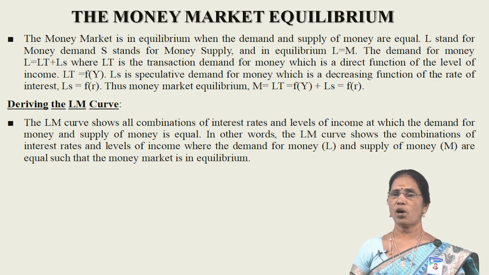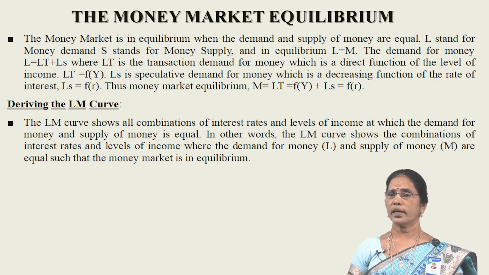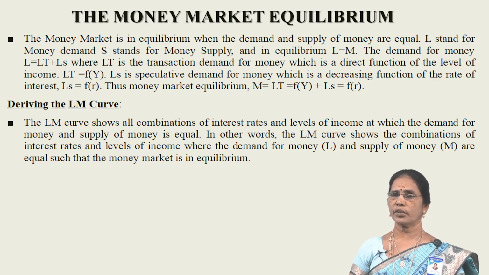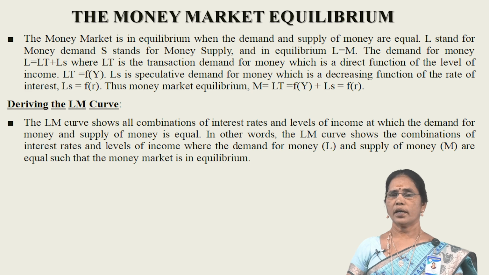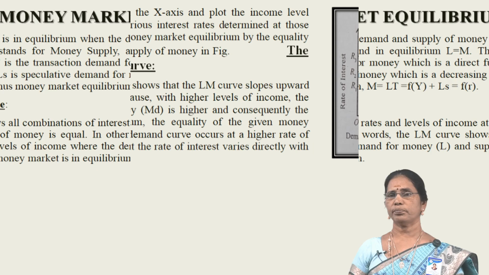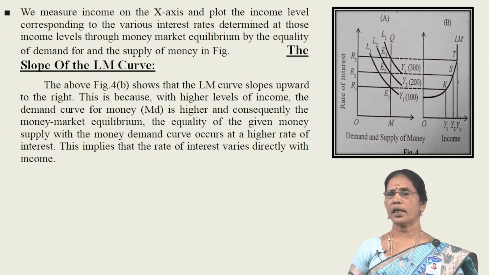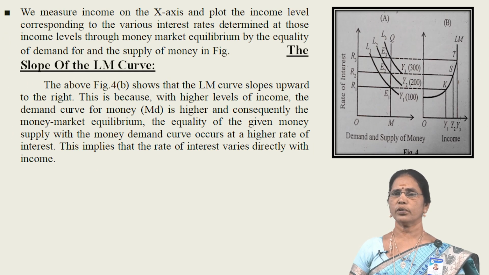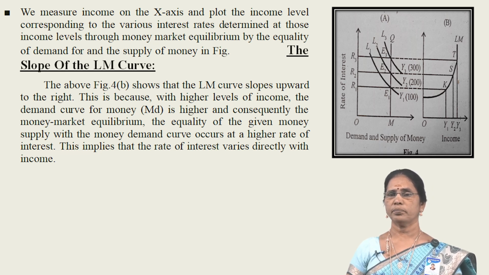Deriving the LM curve. The LM curve shows all combinations of interest rate and levels of income at which the demand for money and supply of money are equal. In other words, the LM curve shows the combinations of interest rate and levels of income where the demand for money and supply of money are equal, such that the money market is in equilibrium. We measure income on the x-axis and plot the income level corresponding to the various interest rates determined at those income levels through money market equilibrium by the equality of demand for and the supply of money.